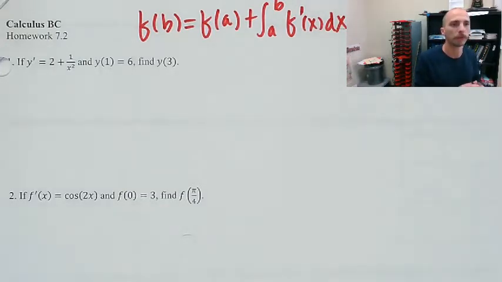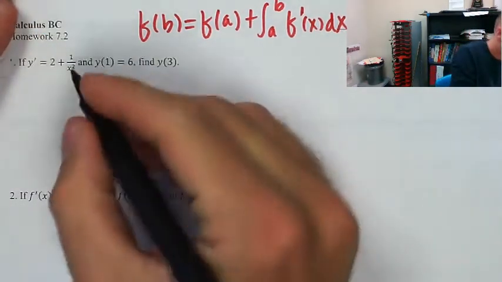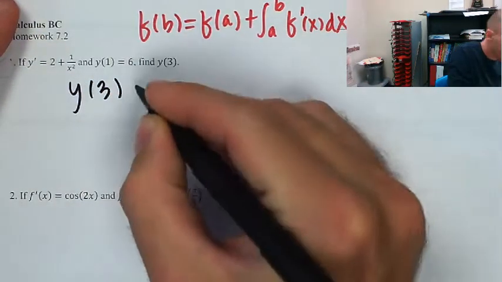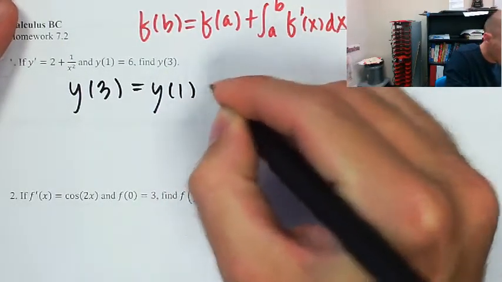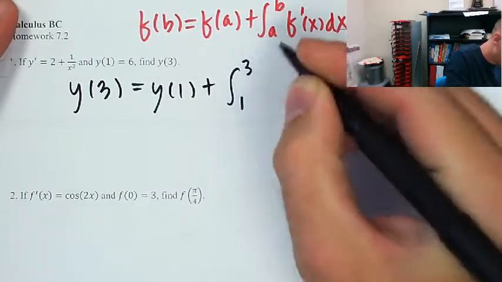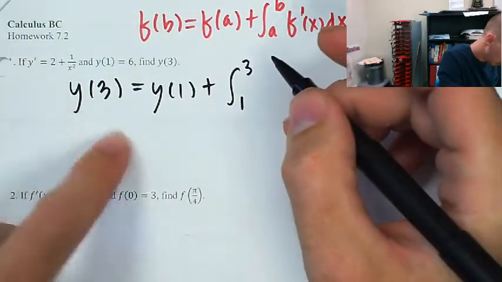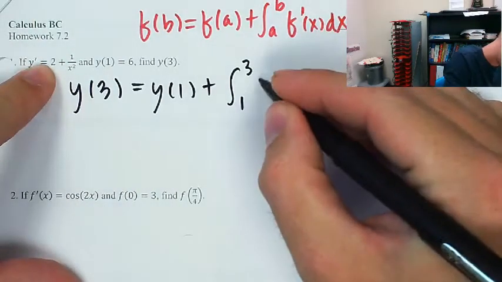Okay, so if y prime is 2 plus 1 over x squared and y of 1 equals 6, find y of 3. Well, y of 3 is going to equal y of 1 plus the integral from 1 to 3 of the derivative of y with respect to x.